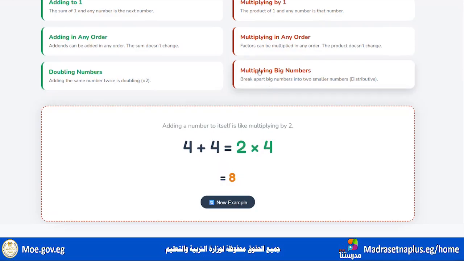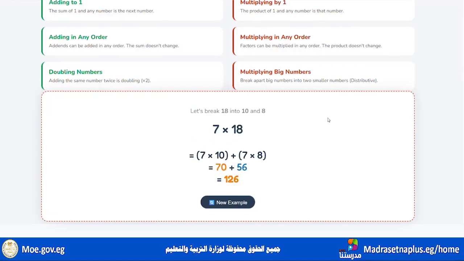What about multiplying big numbers? Yes. How to times big numbers by using the distributive property. Take 7 times 18. 18 equals what? By splitting into 10 and 8. So you can split 18 into 10 and 8. That means 7 times 10 plus 7 times 8. 7 times 10 equals 70. 7 times 8 equals 56. 70 and 56 equals 126.